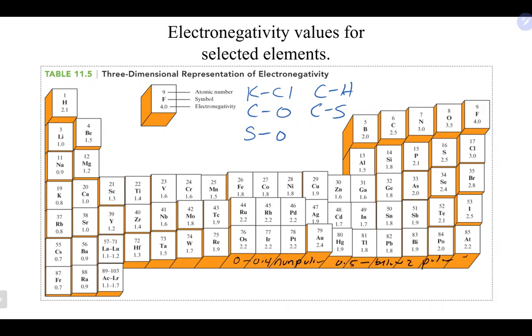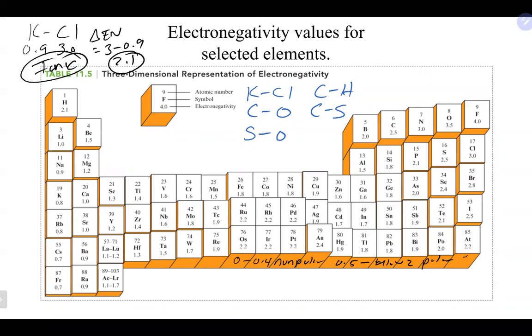Let's take a look. We'll start here with our KCl. Really don't need the numbers. This should be ionic, right? It's a metal and a non-metal, but just to play along here, we'll go with 0.9 for the potassium, and our chlorine is 3. So the difference in electronegativity is going to be 3 minus 0.9, which is 2.1, which obviously is above 2, so it's ionic. That takes care of that one.